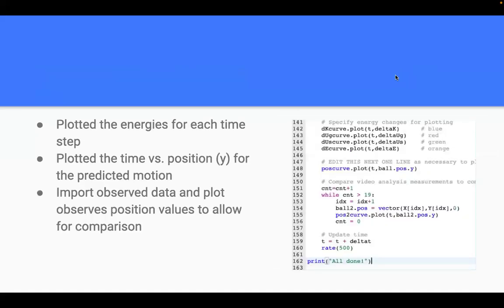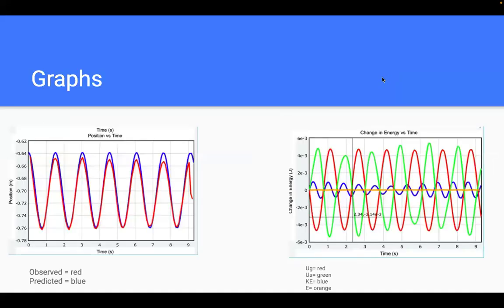And here we plotted the energies for each time step. We plotted the time versus position, Y, for the predicted motion, and we import observed data and plot. And the plot allows us to observe the position values, which allows us to compare.